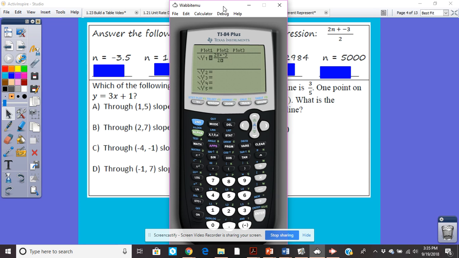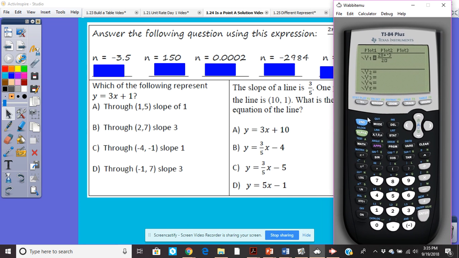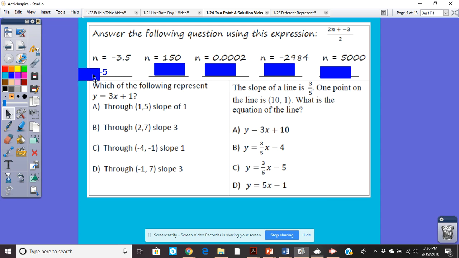So that's my equation. What I'm going to do is go to graph, and then I'm going to hit trace. When you hit trace, you're going to enter your number. So -3.5. Sorry, that should be that symbol. And you hit enter, and it says when x is -3.5, y should be -5.